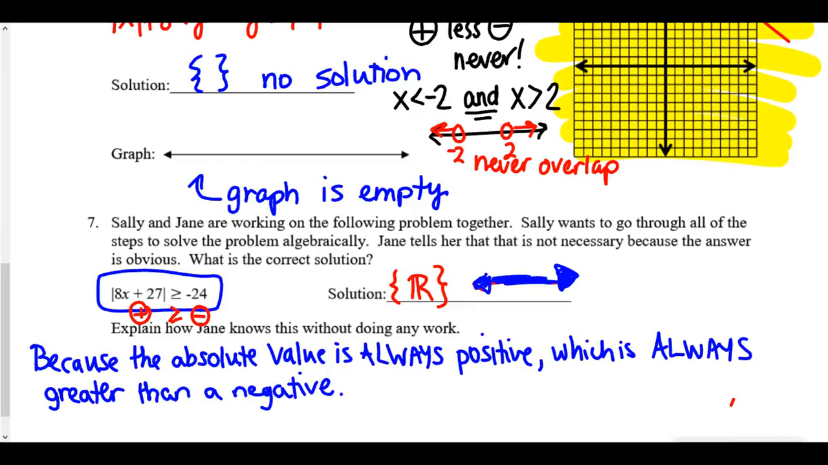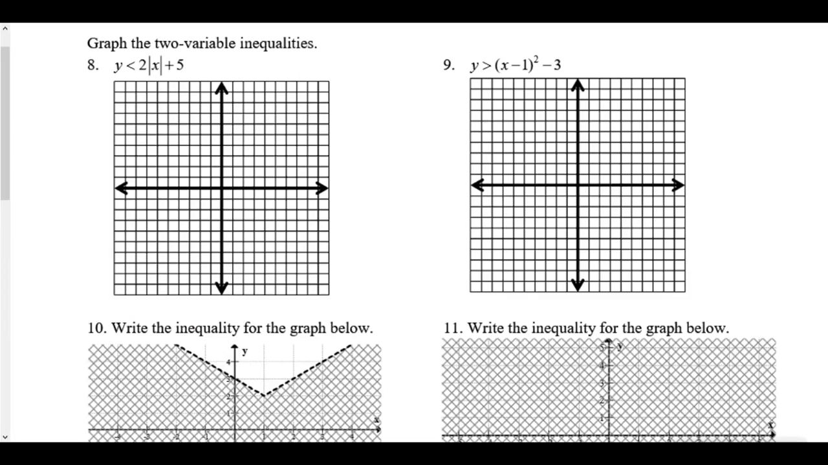So I pretty much just wrote down what I said above, which is that because the absolute value is always positive, and that's always greater than a negative, so any number you plug in for x, this is always going to work. All right, on problems 8 and 9, we're just graphing these two variable inequalities.